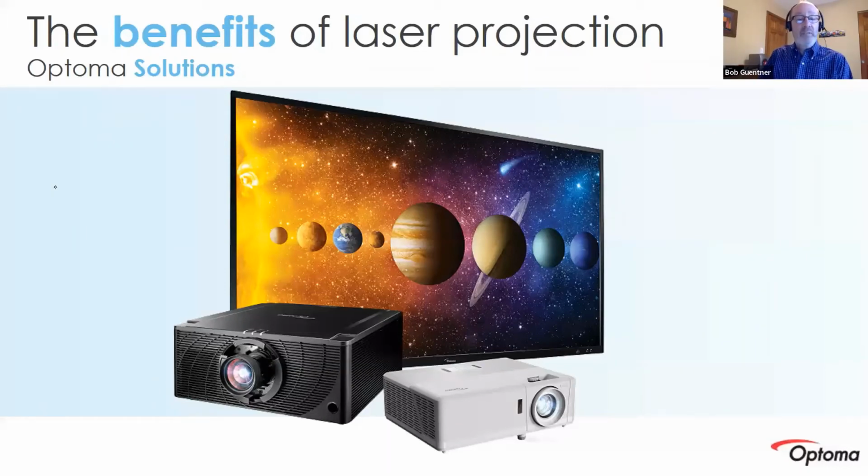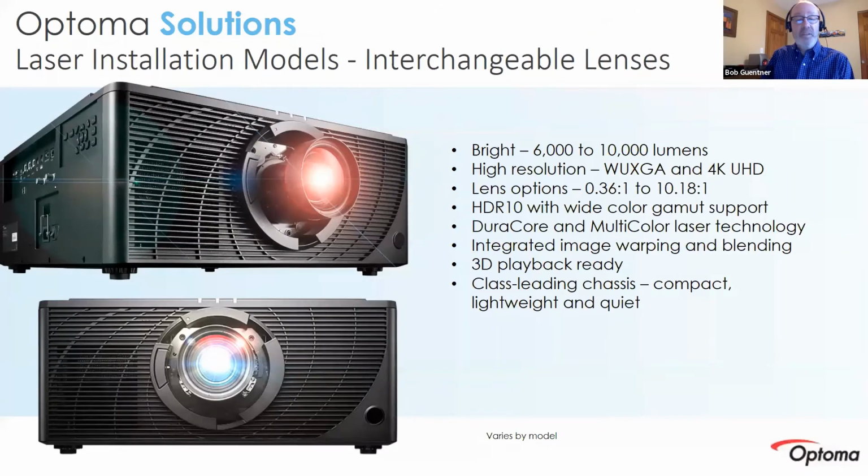Now I'm going to cover the Optoma laser projector solutions and some of the key applications that benefit from laser projection. First up, laser projectors with interchangeable lenses. Optoma is currently shipping 6 models designed for use with interchangeable lenses. These projectors ship without a lens, so the customer can select the best lens for the installation requirements. These are 4K and wide UXGA resolution models. They range in brightness from 6,000 to 10,000 lumens. The lens options range from ultra short throw to long throw.